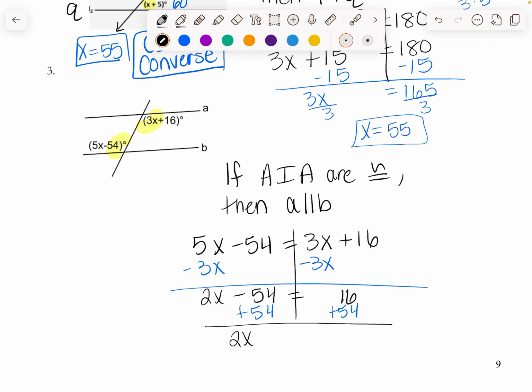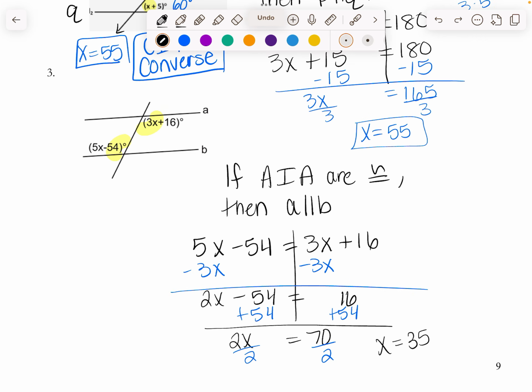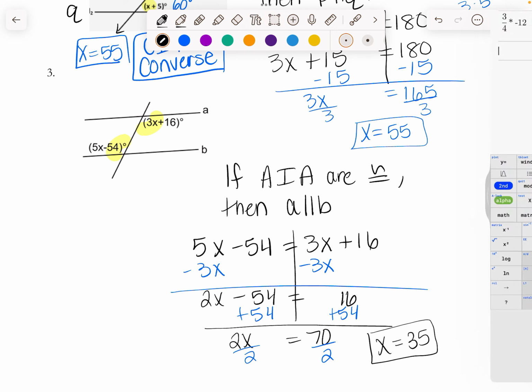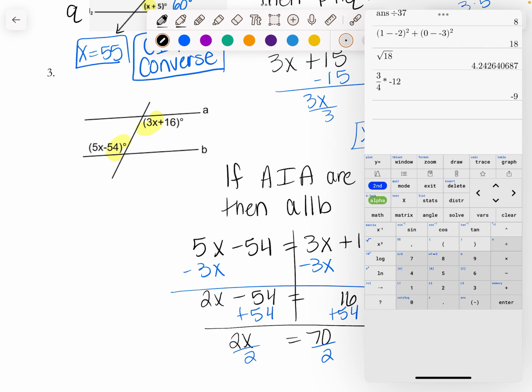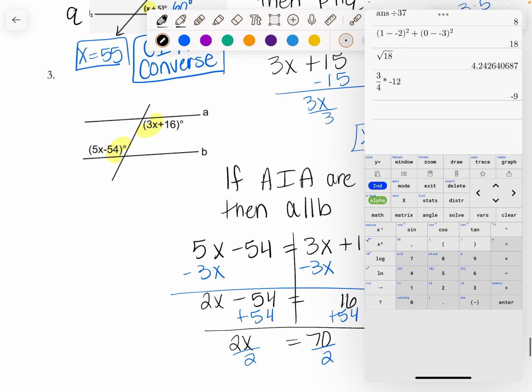So 2x equals 70. Divide by 2. X equals 35. Okay, so if x equals 35, these two angles have to be the same. So let's just make sure we did that right. I do have my calculator. I'm just going to save me a little bit of time here.